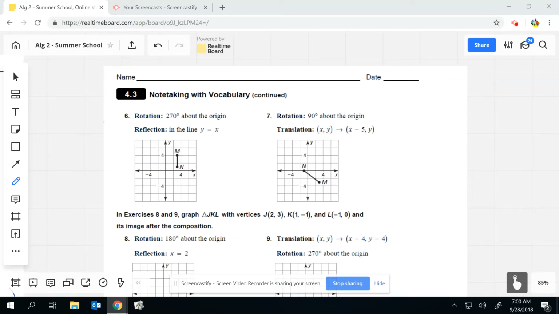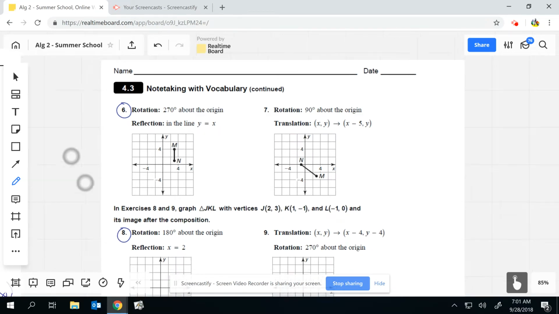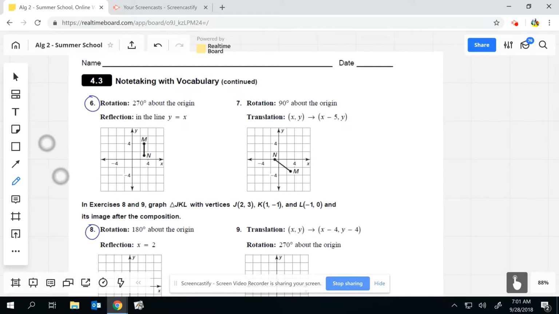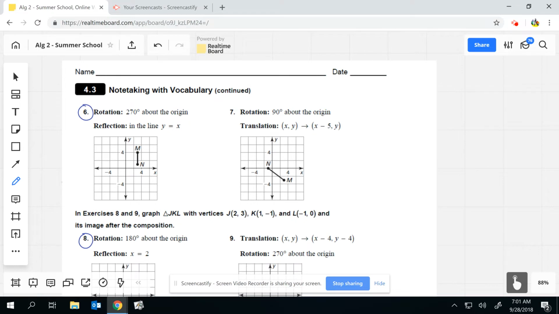All right, we're going to look at the last couple here. I'm only going to do a few of them. We'll do 6 and 8. So 6 and 8, rotating 270 around the origin. So remember, always the origin, use our rules.